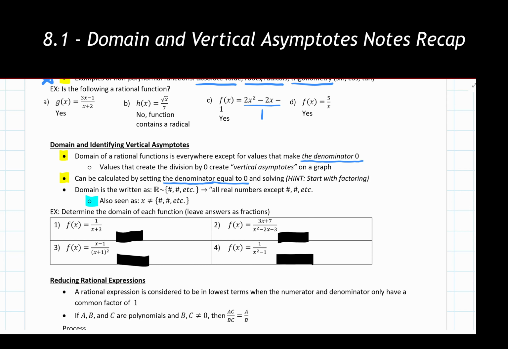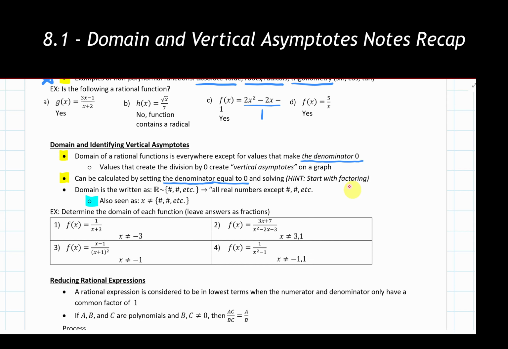So as a quick summary, what we did with our domain and identifying the vertical asymptotes, again, we were looking to see any and all x values that would create division by 0 in the denominator spot. Our method for doing that was going through and setting the denominator equal to 0 in each of the equations, and then solving it with whatever means necessary that we have at our disposal. In this case, we used a lot of factoring. We had our 3, or I guess I should say our 4 examples, and our answer showing up here.